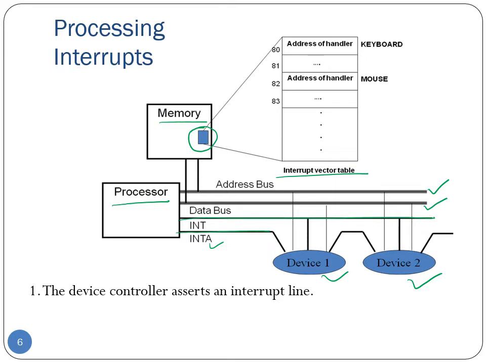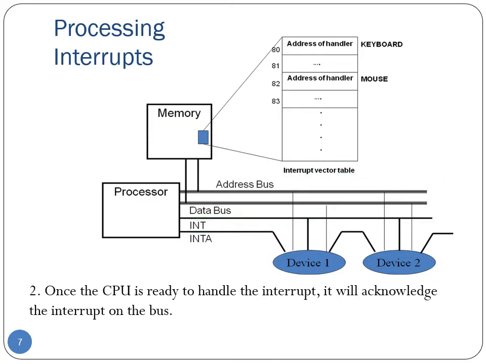As a first step, let's assume that a certain IO device needs to interrupt the processor. So it will assert a signal on the interrupt line, which is this line over here, to interrupt the CPU. Once the CPU has received the interrupt and it is ready to serve the interrupt, it will acknowledge the interrupt on this interrupt acknowledgement line, this line.